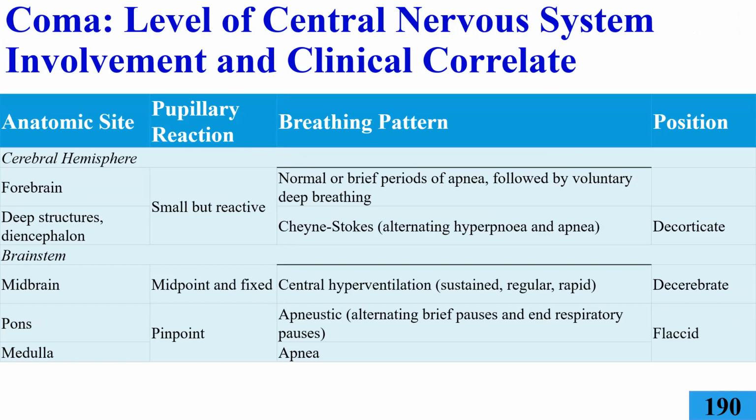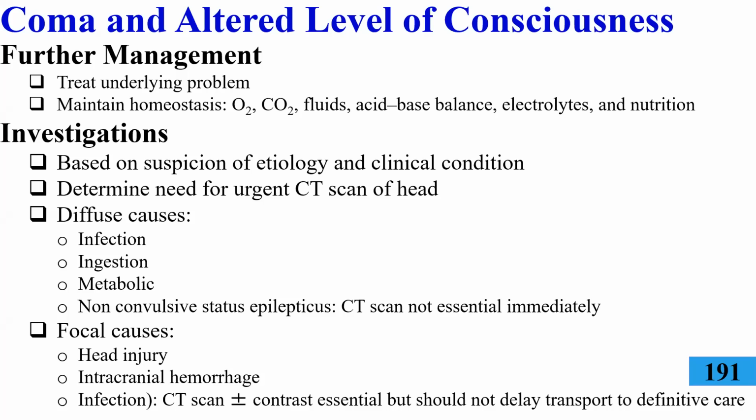The area of the brain that is involved can be assessed clinically. Whether it's decerebrate or decorticate, or a flaccid problem, if there is apnea, and what the status of the pupil is, all can tell us which area is affected. Further management of altered level of consciousness is A, B, C, D, E. Then we do an investigation to look for the cause, whether it's an infection, ingestion, metabolic, or sometimes just status epilepticus, okay?